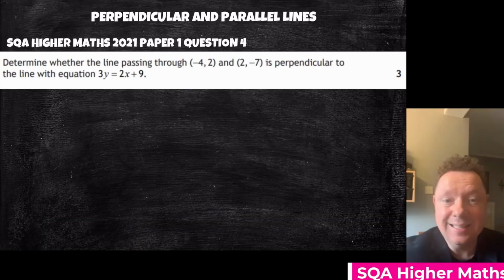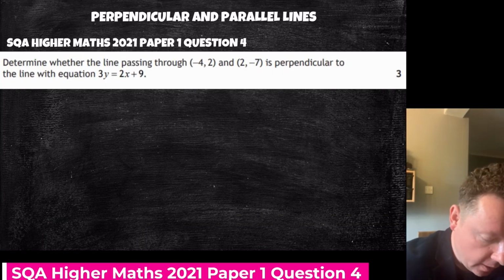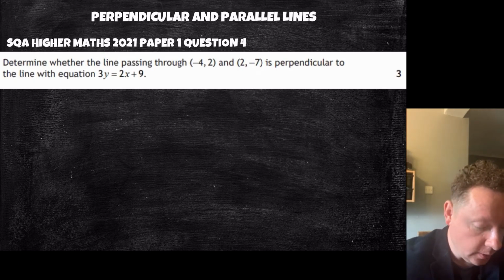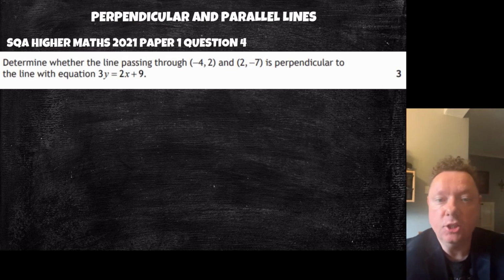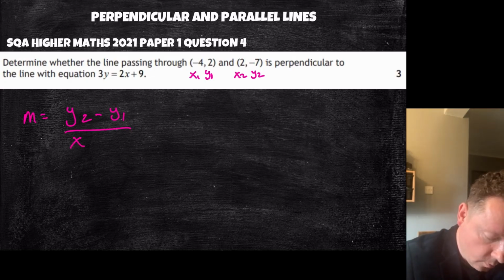And we're done there. SQA Higher Maths 2021 Paper 1 Question 4 on straight line. Determine whether the line passing through (-4, 2) and (2, -7) is perpendicular to a line with equation 3y equals 2x plus 9. So to answer this question, I need to find the gradient between the 2 points and then check if m1 times m2 equals minus 1. So let's look at the gradient. So we've got x1 and y1, x2 and y2. Our gradient, remember, from National 5 Maths is y2 minus y1 over x2 minus x1.